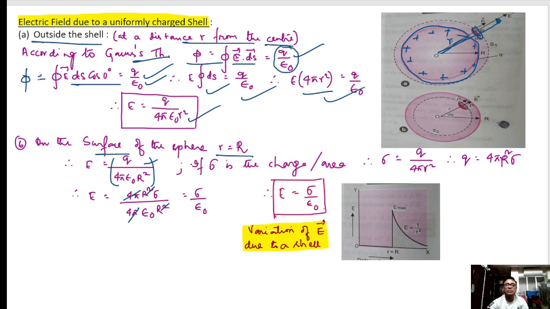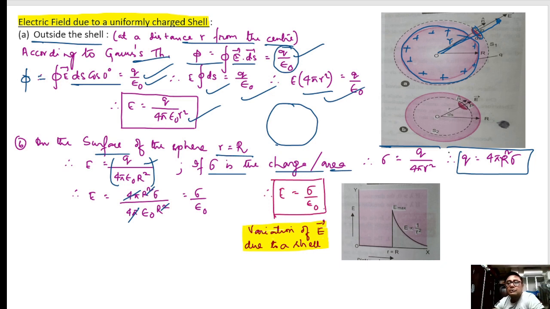Okay. Now let sigma be the charge per unit area. We have taken a shell. So for the whole area, what is the charge? This is the whole area's charge. The total surface area is 4 pi r square. Sigma is the charge per unit area, so the total charge on the shell will be this. So now, instead of Q, let us put this. So this is the electric field due to a spherically charged shell, outside the shell.